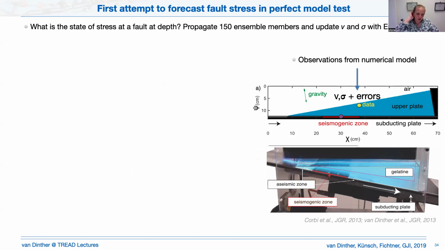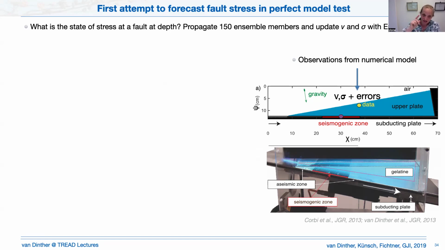So this is the first perfect model test that I did when I was still at ETH, working with Andreas Fichtner and a mathematician in the math department there. We just wanted to know, can we estimate the rate of stress at the fault at depth? So this is the figure you saw in the beginning. We're going to look at the purple dot that is in the middle of the fault zone. And at the yellow dot, we add the data near the surface, which we extract from the numerical model.